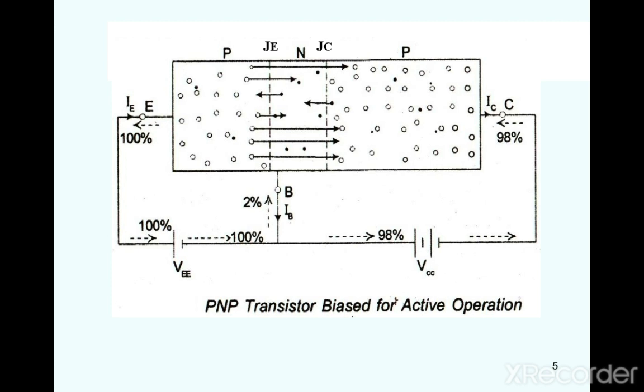When we give biasing to this transistor, emitter and base are connected in forward biased mode, whereas base and collector are connected in reverse biased mode. This is the active operation mode. For active operation, we connect the emitter-base terminals in forward biased mode and the base-collector terminals in reverse biased mode. See that in the diagram.